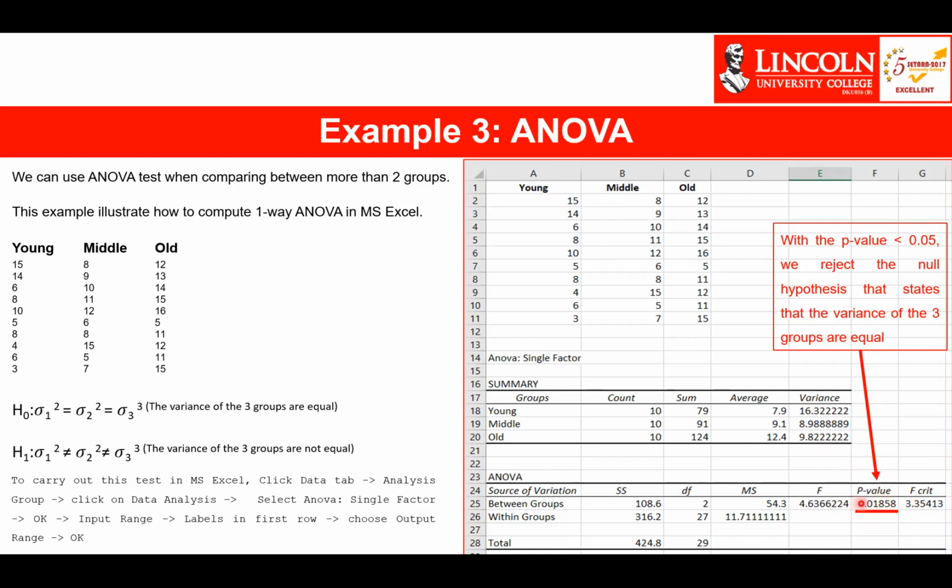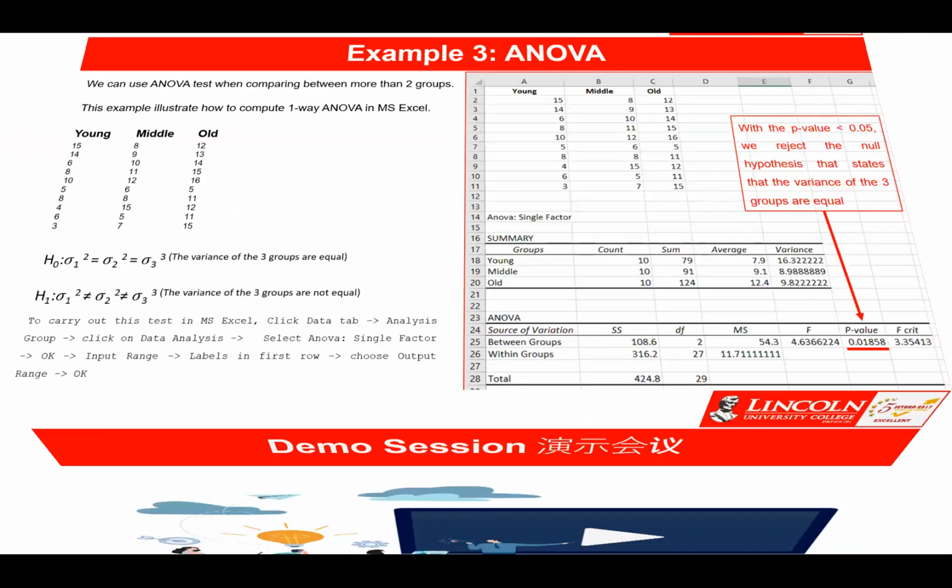So as a result of this, we reject the null hypothesis that states that the variance of the three groups are equal. And even if you look at the variances here, the variance for young is 16.32222, while the variance for middle is 8.988888889, and the variance for old is 9.822222. So the three variances are not equal. As a result of that, we reject the null hypothesis. Okay, so let's see how this can be done.